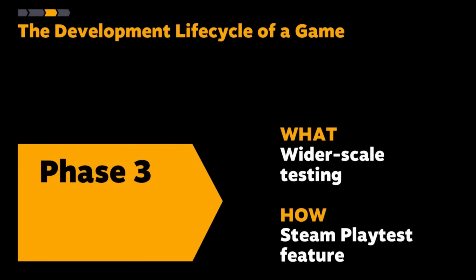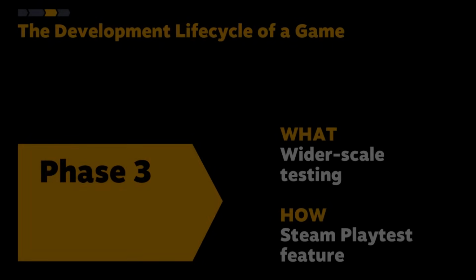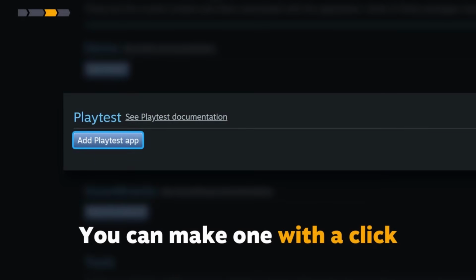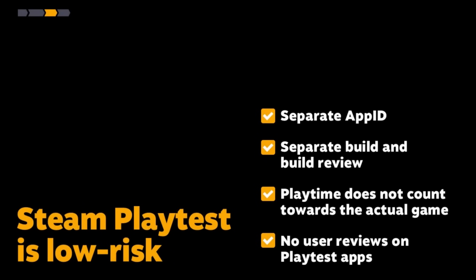Let's move to phase 3, and this is the phase of development when you're ready for wider scale testing, and you're going to do that using the Steam Playtest feature. Steam Playtest is designed to help you run a successful beta on Steam, big or small, open or closed. And what's great is that you can make one with a single click. Steam Playtest is low risk. You use a separate app ID from your main app ID, and you have a separate build and build review. Playtime on your Steam Playtest app ID does not count towards the actual game, and there are no user reviews for playtest apps.